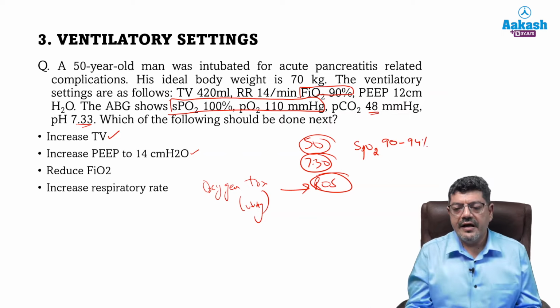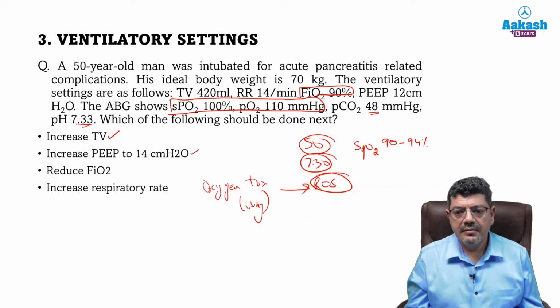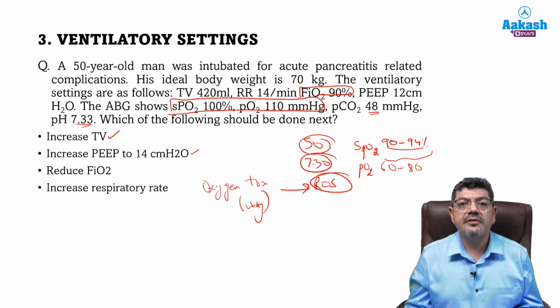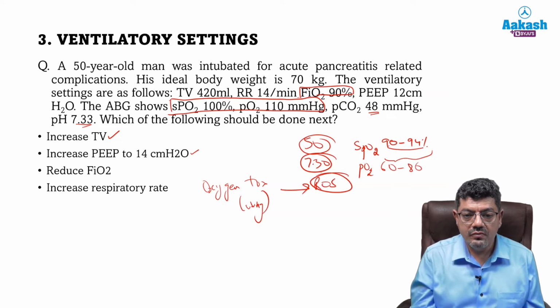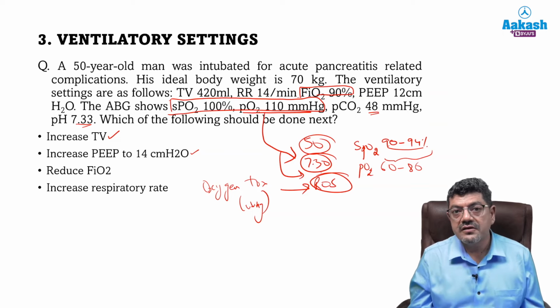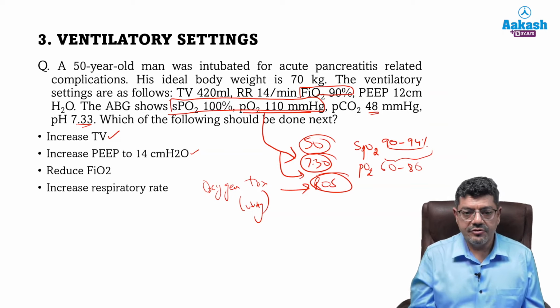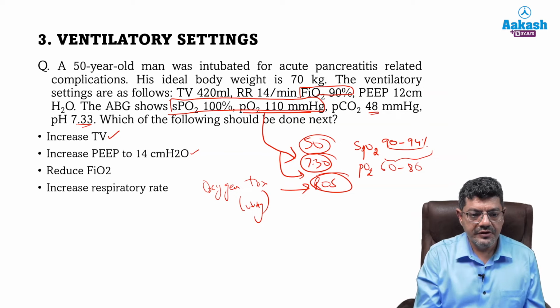At a saturation of 90 to 94, the PO2 will be 60 to 80. And at that PO2, tissue oxygen requirements are being met, right? So what you don't want is a PO2 of 110, because you don't want more reactive oxygen species which will cause further alveolo-capillary membrane damage. So what you want to do here is reduce FiO2.